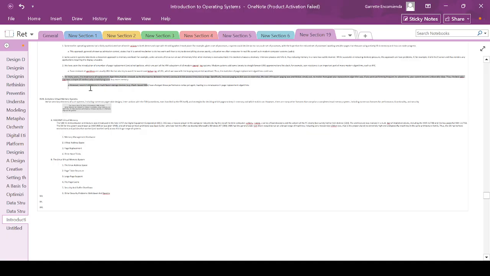For many years, the importance of replacement algorithms had decreased as the discrepancy between memory access and disk access times was so large, specifically because paging to disk was so expensive. The cost of frequent paging was prohibitive. Simply put, no matter how good your replacement algorithm was, if you were performing frequent replacements, your system became unbearably slow. Thus, the best solution was simple.